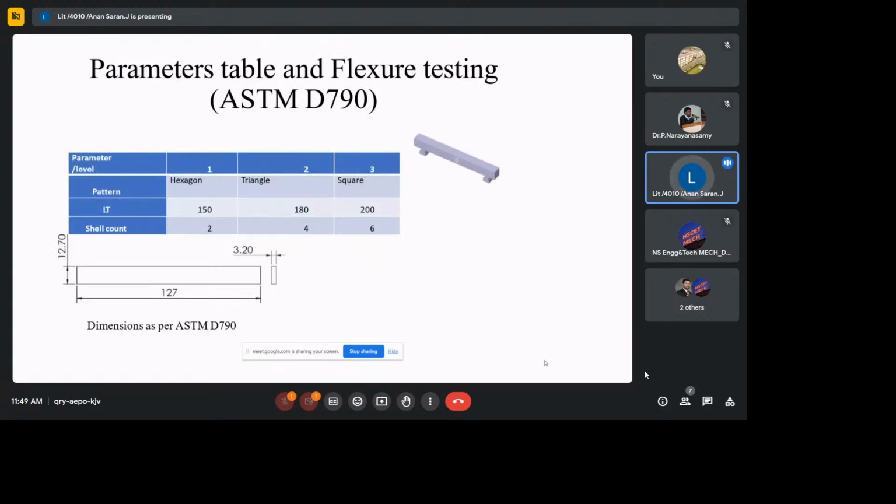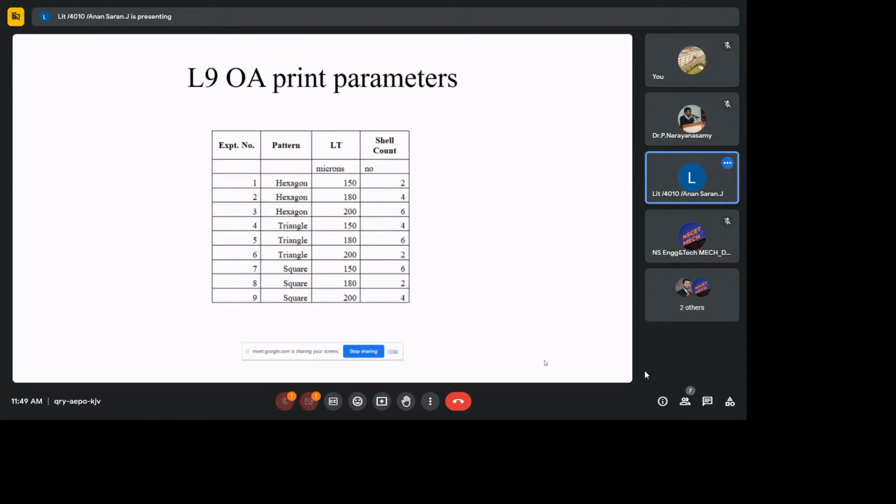And we have different parameters, sir: pattern, LT, cell count, in the shapes of hexagon, triangle, and square, sir. And the dimensions of the samples are also shown on the screen, sir. Yes, sir, these are 9 experiments, with 3 patterns in different LT and cell count, sir. And the 3 patterns are hexagon, triangle, and square, sir.